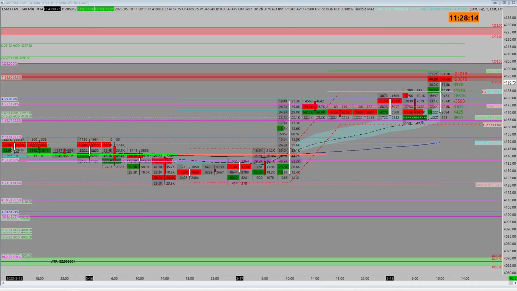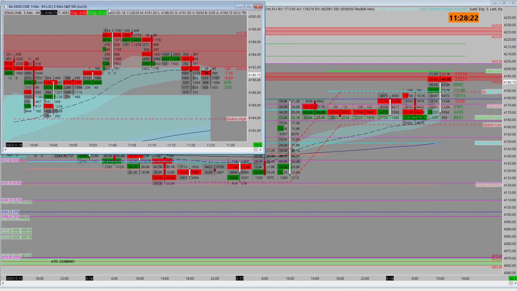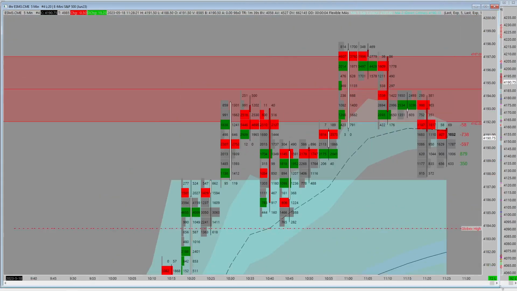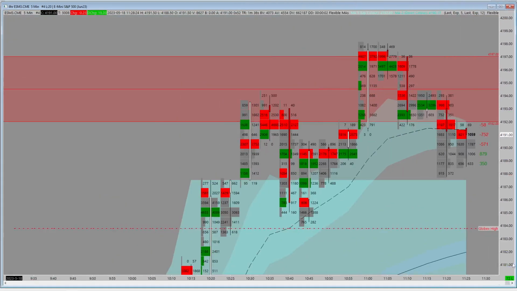So to my actual execution, right? So this was a sell zone, and I will pull up first this order flow 5-minute chart. We'll talk about briefly what's going on here, or what happens rather.